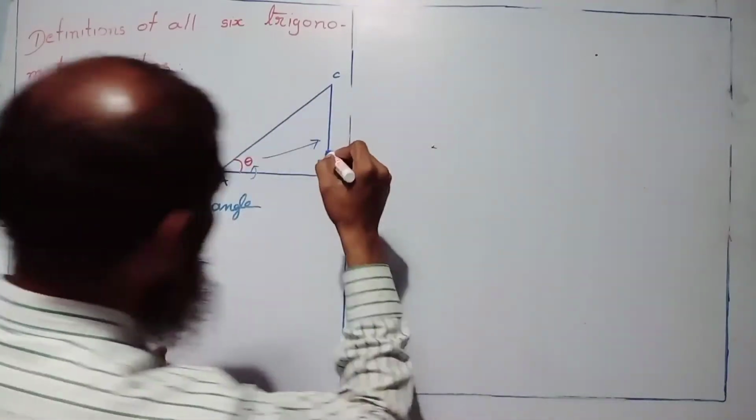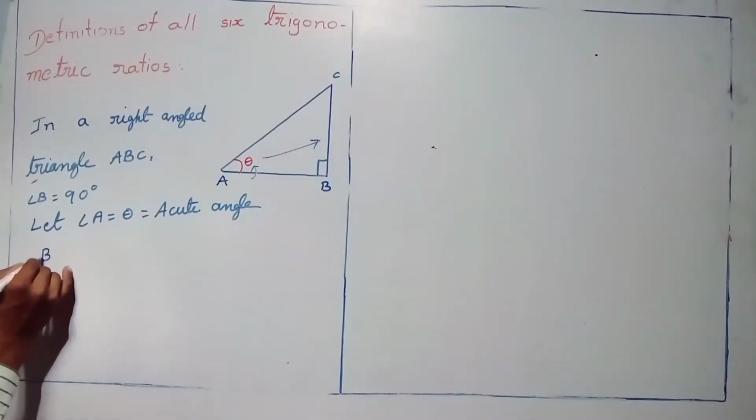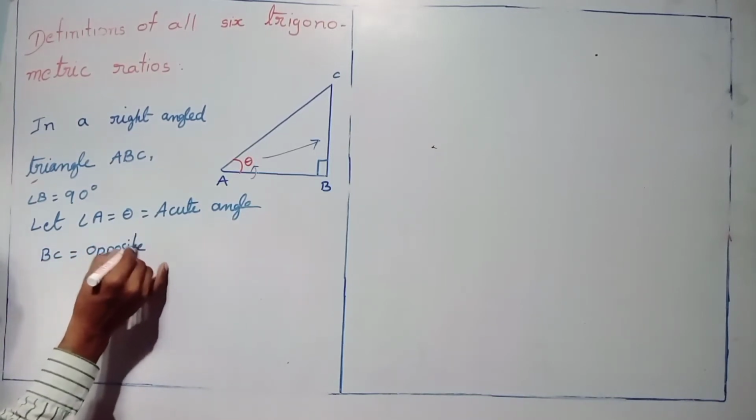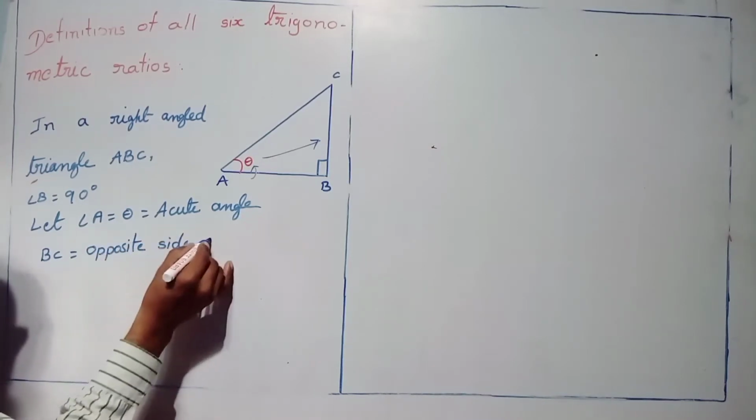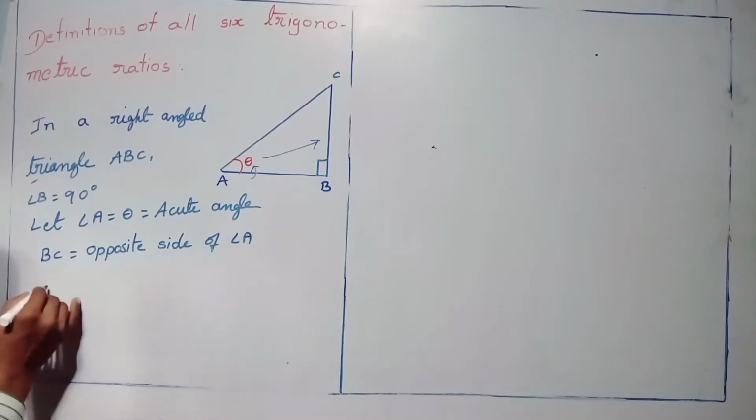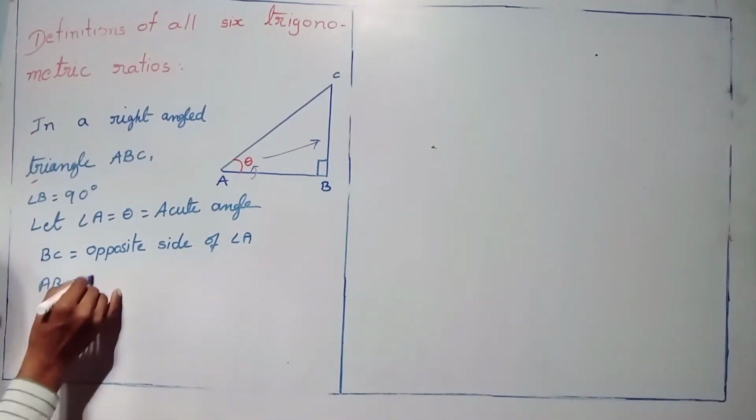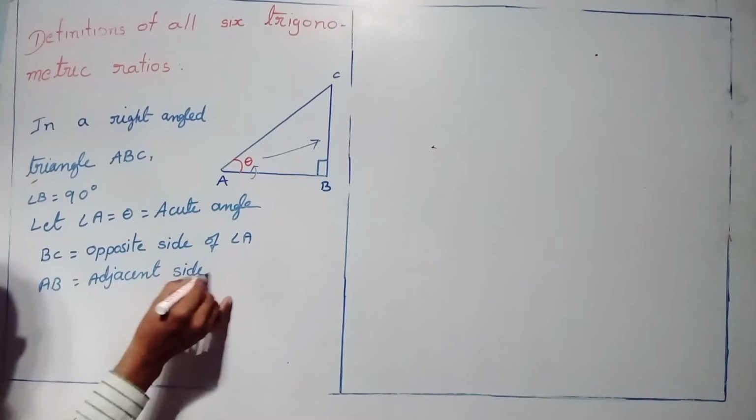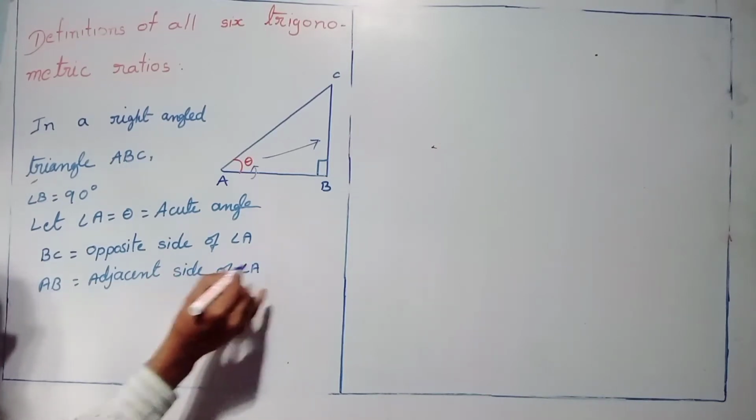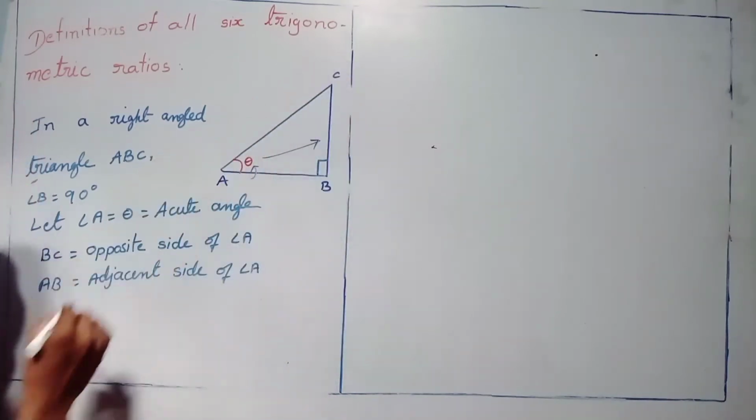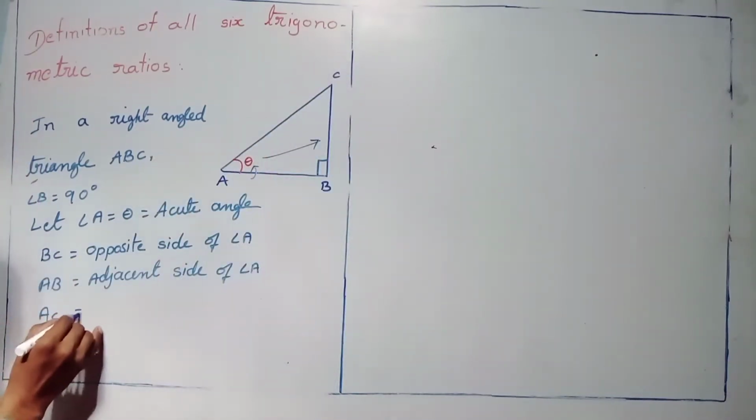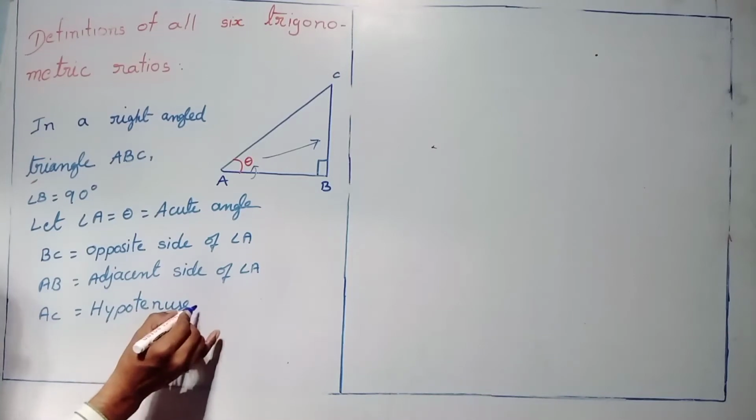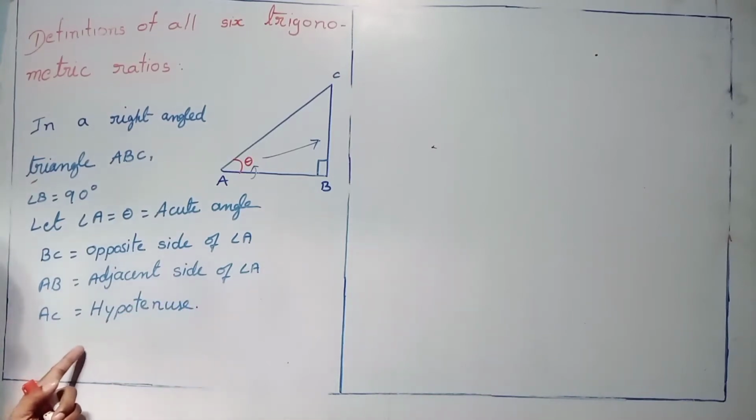So write first, BC is the opposite side of angle A. AB is the adjacent side of angle A. And what do you call AC? AC is the hypotenuse.